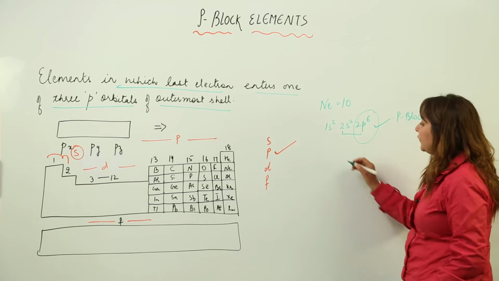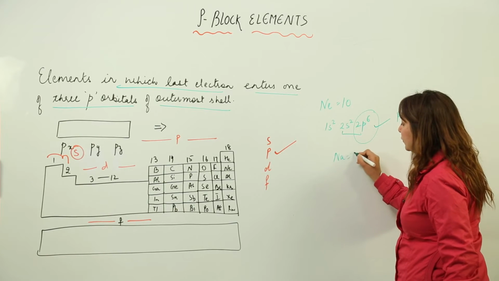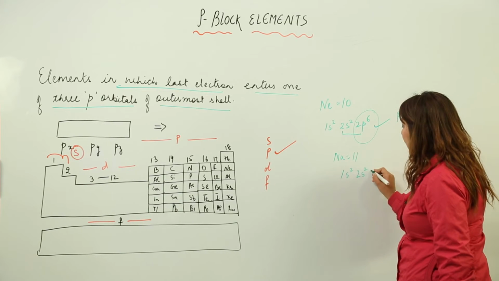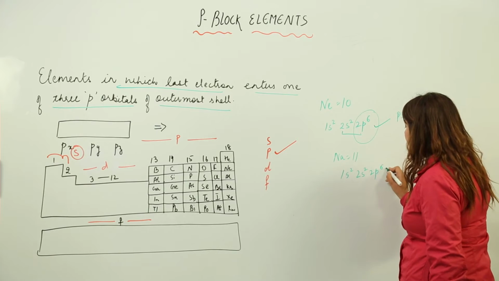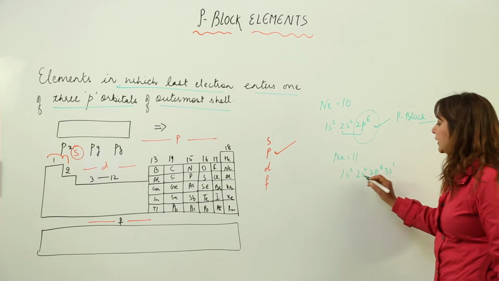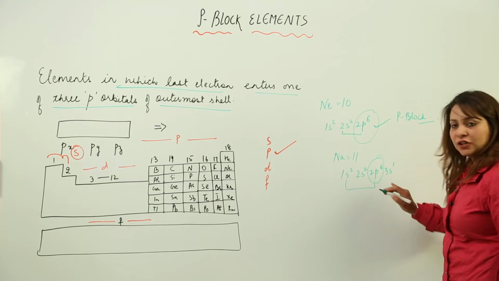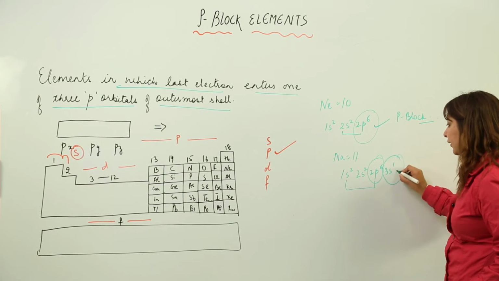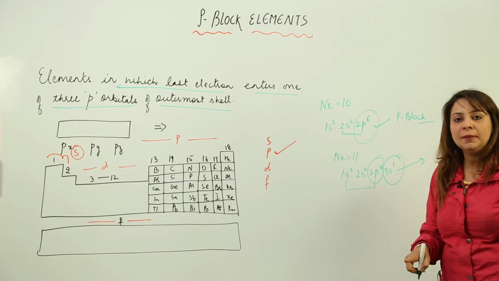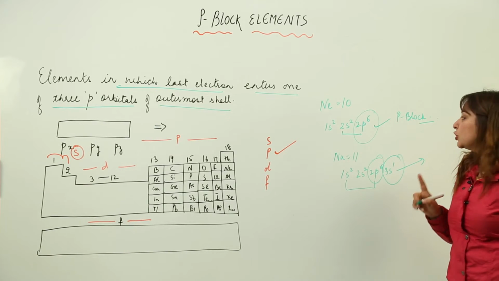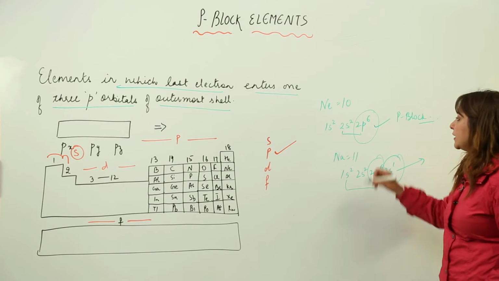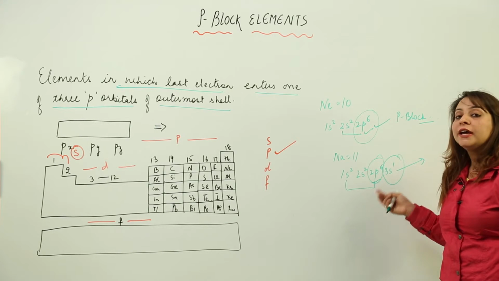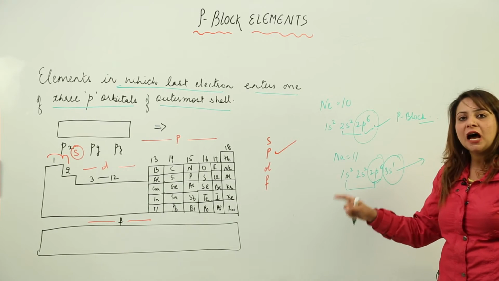For example, if I write the electronic configuration of sodium, whose atomic number is 11, it is going to be 1s2, 2s2, 2p6 and 3s1. Though it has the 2p subshell, it is not the last shell. Here the valence shell is S, right. So it is not a P block element, it is an S block element. Don't get confused that it has 2p so it is going to be a member of the P block. No, it should be the last shell.